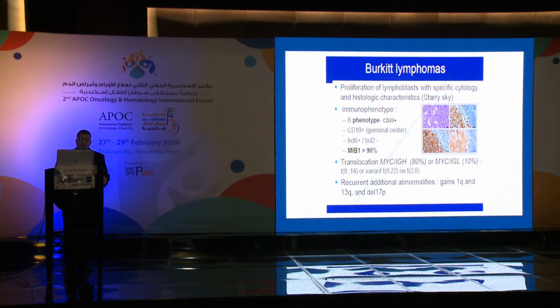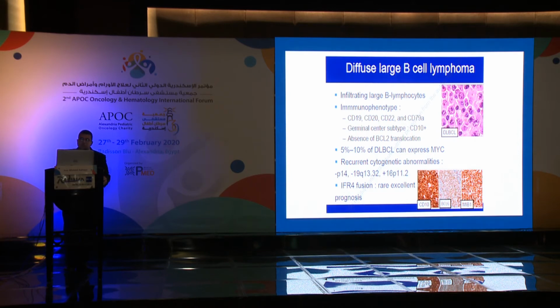For Burkitt lymphoma, the immunophenotype is CD20 positive, CD10 positive, BCL6 positive, BCL2 negative, MIB1 more than 90%. And for cytogenetics, translocation MYC and IGH in 80% or MYC and IGL in 10%, with translocation 8;14 or variant translocation 2;8 or 8;22. And recurrent additional abnormalities are 1q plus, 13q plus, or deletion 17.